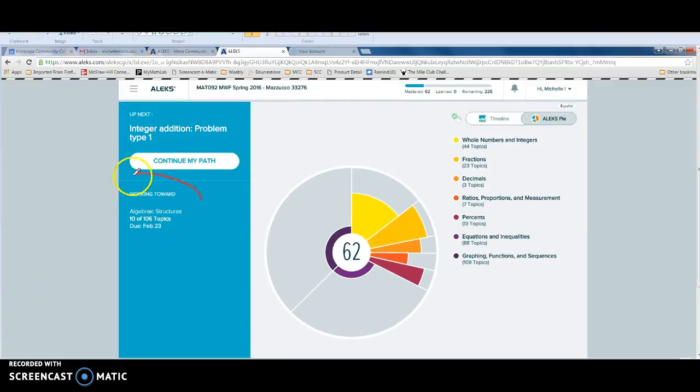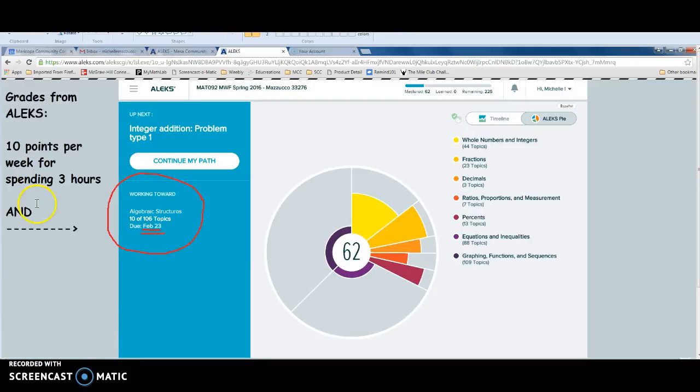Okay, so right over here, this tells you that on February 23rd, that is when your first ALEKS big assignment is due. Now keep in mind, each week you have 3 hours to spend in ALEKS. Okay, so you have your 3 hours that you're spending. So you're getting 10 points every week if you go into and log into ALEKS and do some homework. So you're getting 10 points each week.